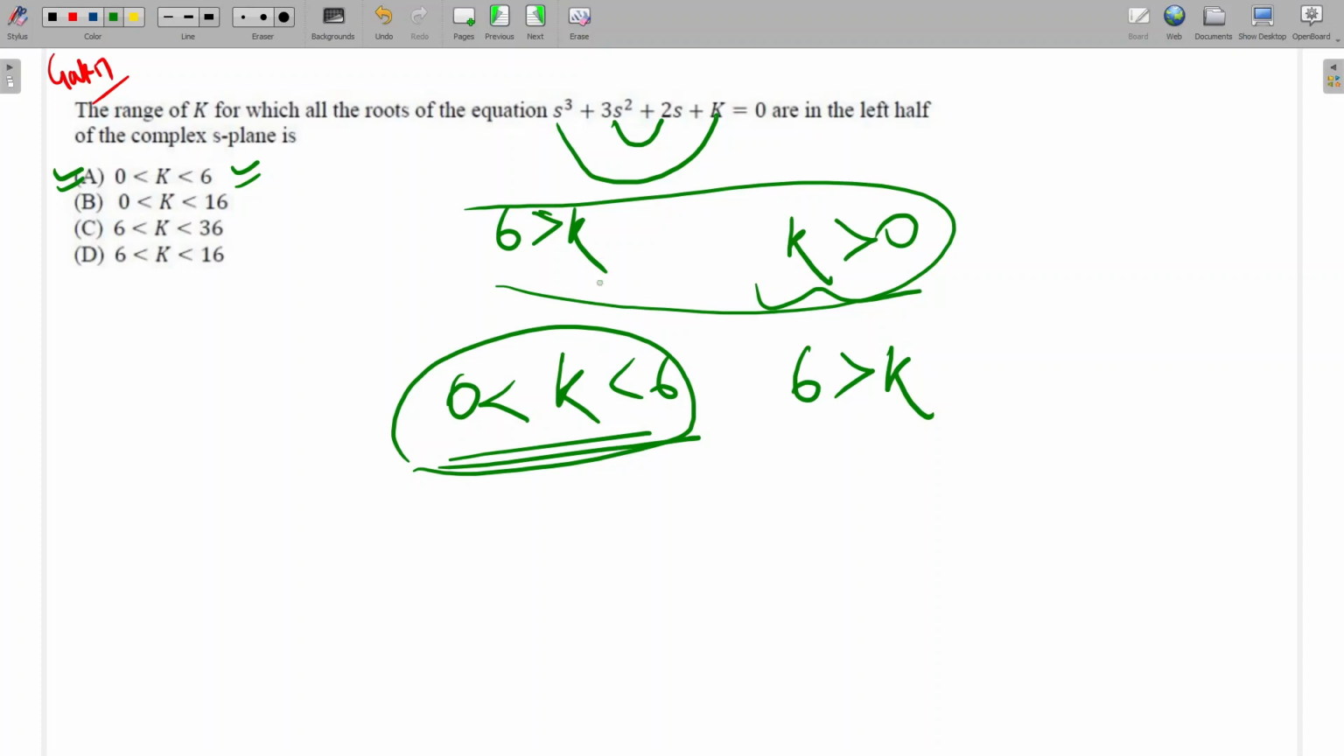Sir, all coefficients should also be greater than zero is required, which one? In this characteristic equation, one thing is the internal product should be greater than the external product. Why am I telling that?